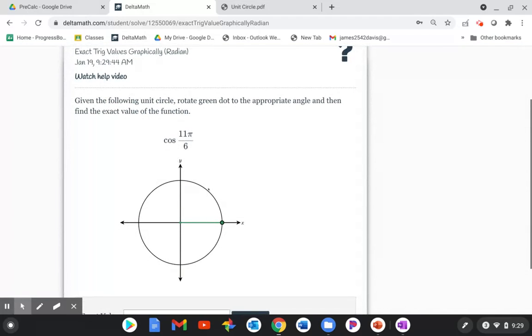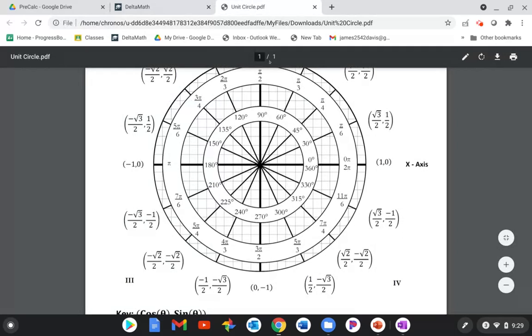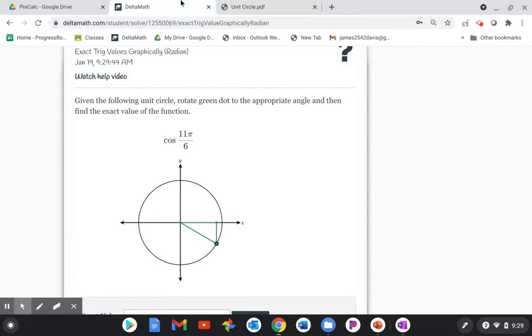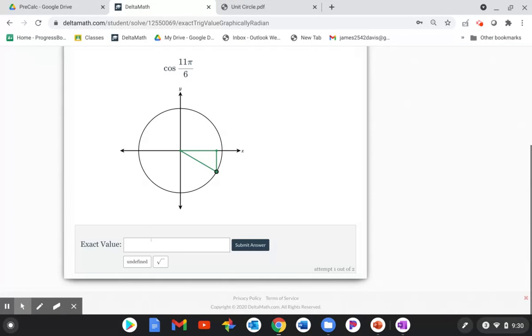So this is about it, guys. Next one is 11 pi over 6. So we go to where that is on the unit circle. That's going to be right here. Right, 11 pi over 6. And we were asked for the cosine of that. Cosine is the x coordinate. So we're just going to type in radical 3 over 2. Just make sure you use the correct sign if there is a sign that you need to type in.